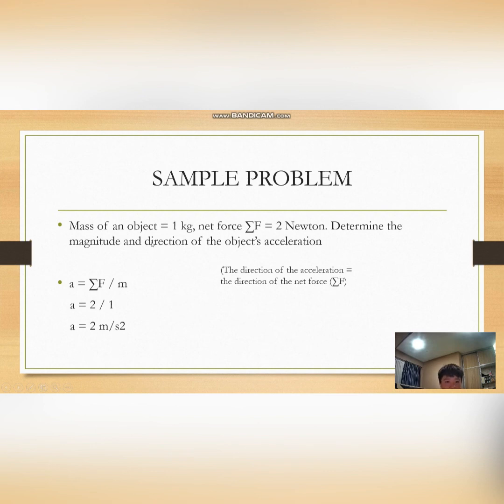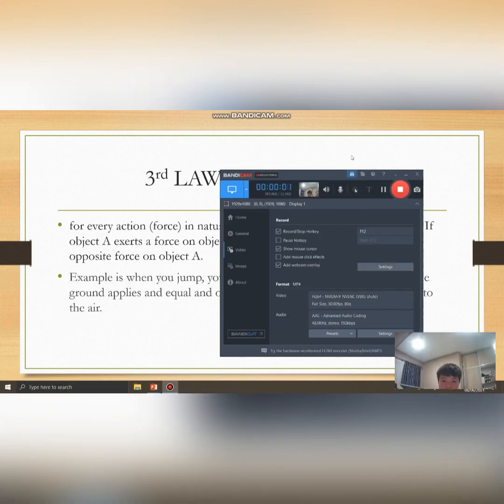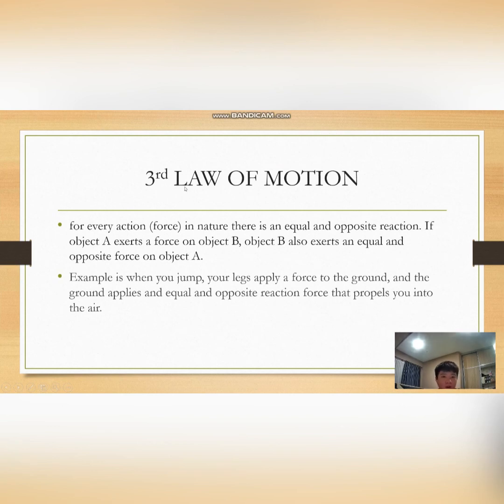Now we determine the direction. The direction of an acceleration is equal to the direction of the net force. The third one is the third law of motion. For every action force in nature, there is an equal and opposite reaction. If an object A exerts a force on object B, object B also exerts an equal and opposite force on object A.